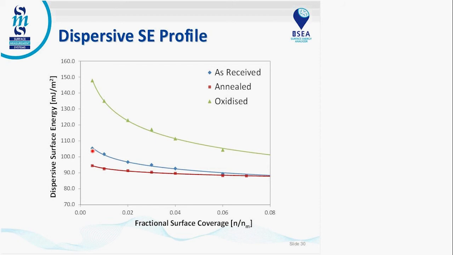The blue is the as received. When you anneal it, you actually passivate it or make it lower in energy, with more uniform surface groups. As you oxidize it, you increase the surface energy and make it more heterogeneous. You see a much larger span in surface energy values. That's the dispersive surface energy.